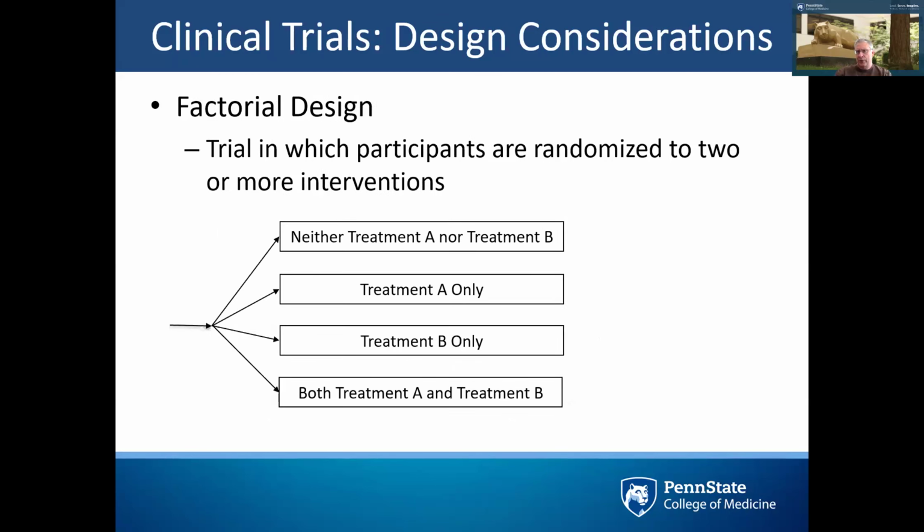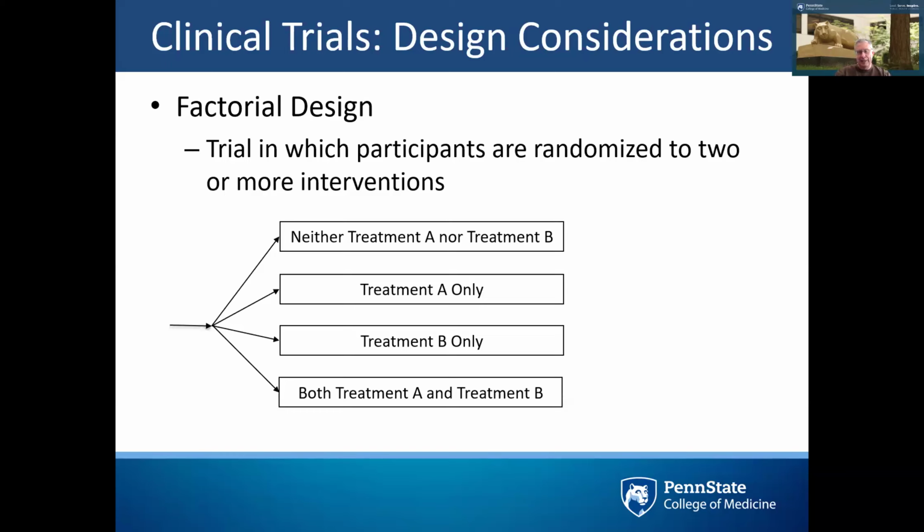Another type of design is a factorial design. So here, a trial with participants are randomized to 2 or more treatments. So here, if we think of, we're going to randomize people to either active drug A or active drug B. The factorial is looking at all groups. So neither treatment A nor treatment B could be a placebo. Then another group is treatment A only, another group gets treatment B only, and another group gets treatment A and B.